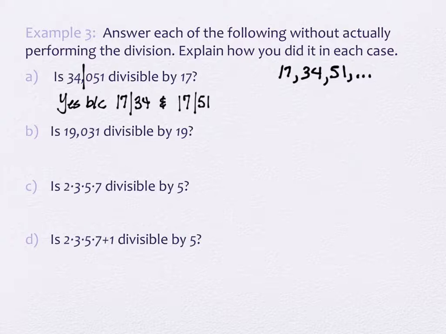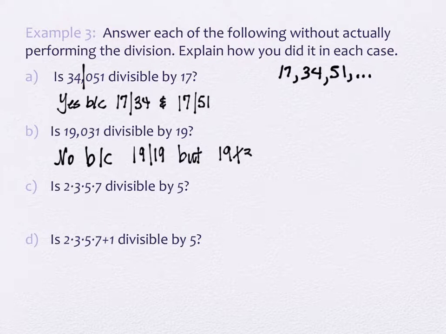All right, so how about thinking along those same lines, 19,031? Is it divisible by 19? No. What's wrong? So 19 divides 19, that's good, right? That part would have been okay. But you're exactly right, Brooke. 19 does not divide 31. 19 divides 38, but not 31. So it doesn't work.